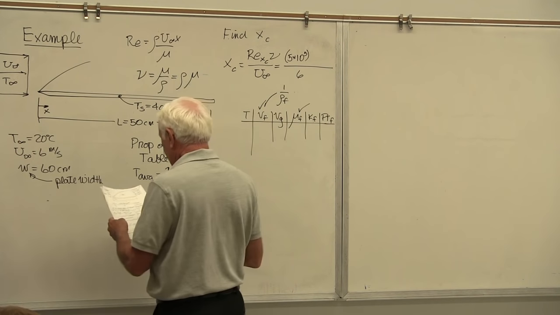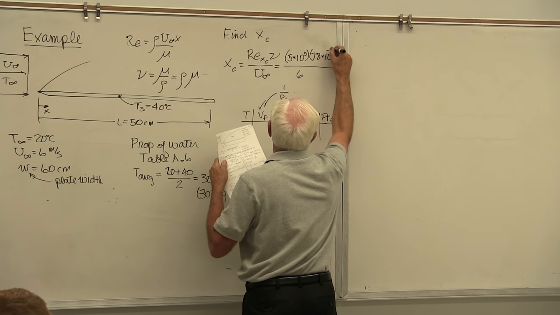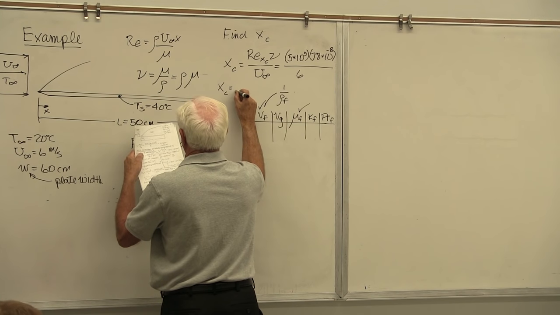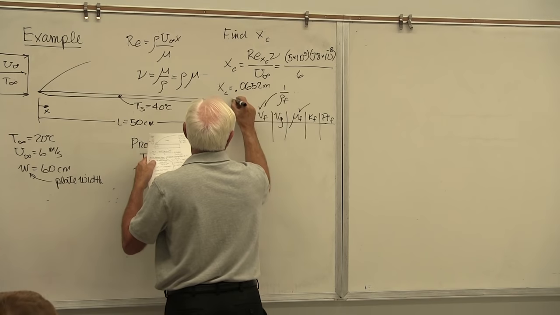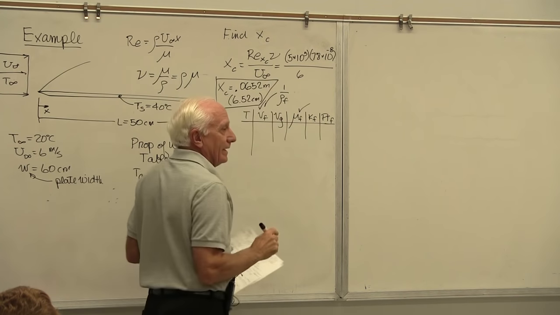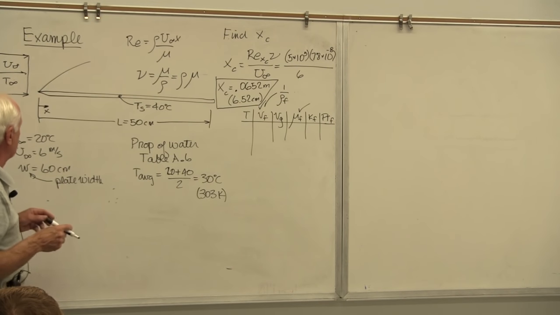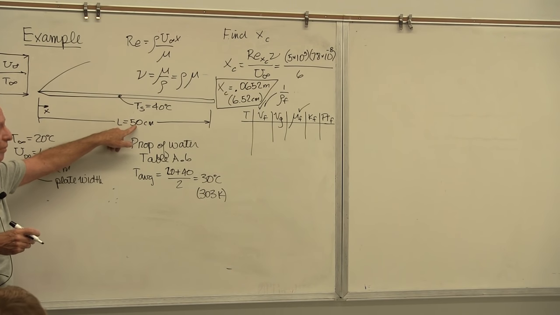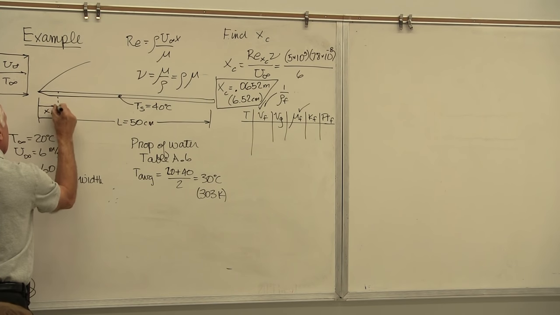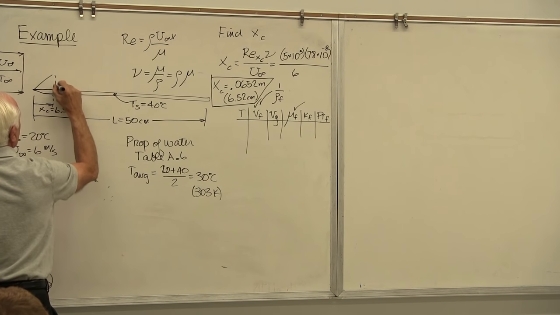Okay, so let's get that Reynolds number. Nu is 78.2 times 10 to the minus 8. So x sub c comes out to be 0.652 meters, 6.52 centimeters. Now I know the flow is going to transition to turbulent when the x value is about 6.5 centimeters. The plate is 50 centimeters. Wow, it's going to transition right about here. There's x sub c, 6.52 centimeters. At that point, the flow transitions to turbulent.